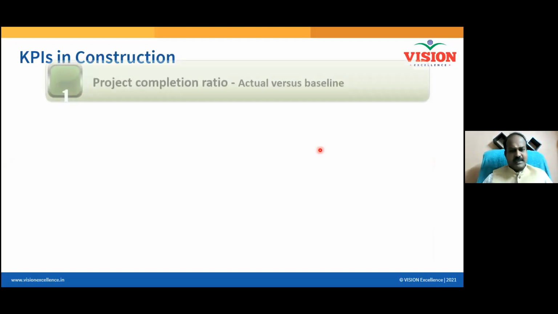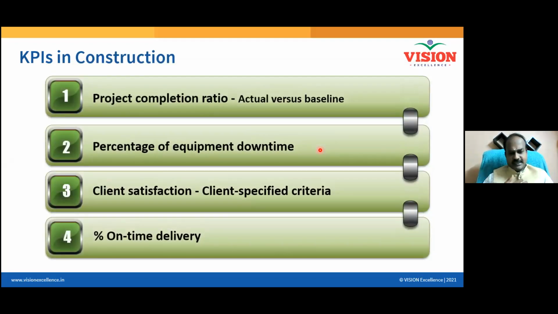And in the construction department, project completion ratio. Every month you have a goal of completing a few lakhs of square feet of building. Is that really happening? You call it project completion ratio or work completion ratio. And percentage of equipment downtime. When you are involved in the construction of a big apartment or something, and you use a lot of equipment, how much time are the equipments not in a ready-to-use condition?